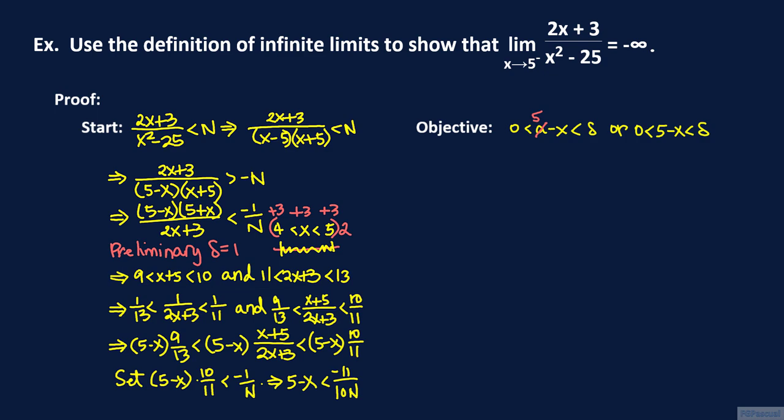And now we have two bounds for 5 minus x. These are our candidates for delta. The first is delta equals 1. And the other is minus 11 over 10 times n. To make sure that the original n inequality holds with our choice of delta, we choose delta to be the minimum between 1 and minus 11 over 10 times n.